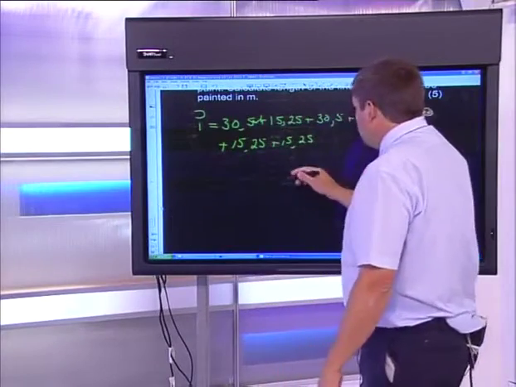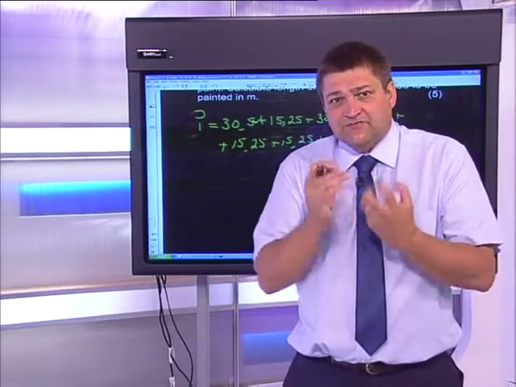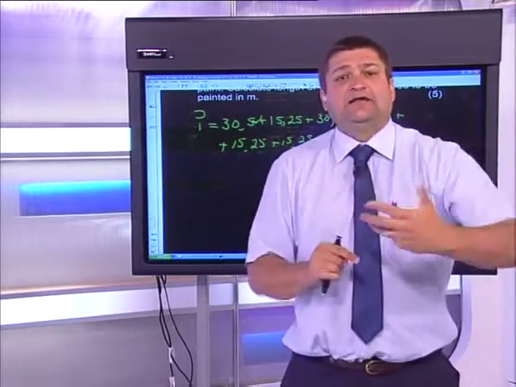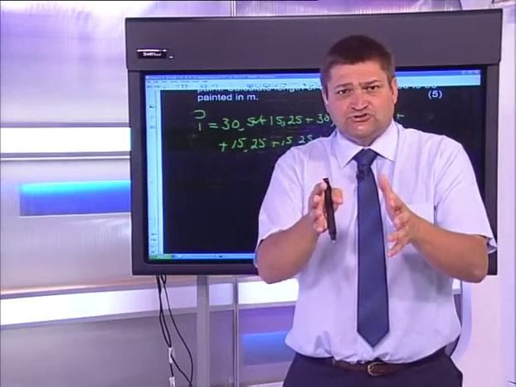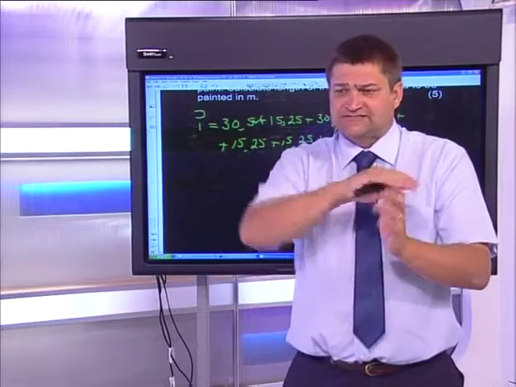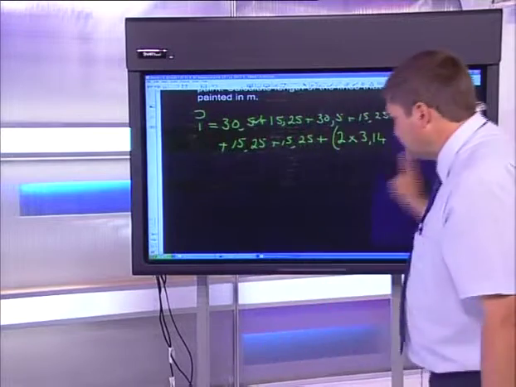So we've added all that, plus now, what are we going to do? We're going to say plus 2 times pi, and instead of pi, we're going to use 3,14. Why are we going to use 3,14? Because the latest trend in the Maths Lit papers is instead of using pi in your calculator, they're telling you let pi equal 3,14. And if the examiner tells you to do that, then do it. Okay? If your teacher says instead of pi, use 3,142, then use it. And that's what I'm going to do for this example.